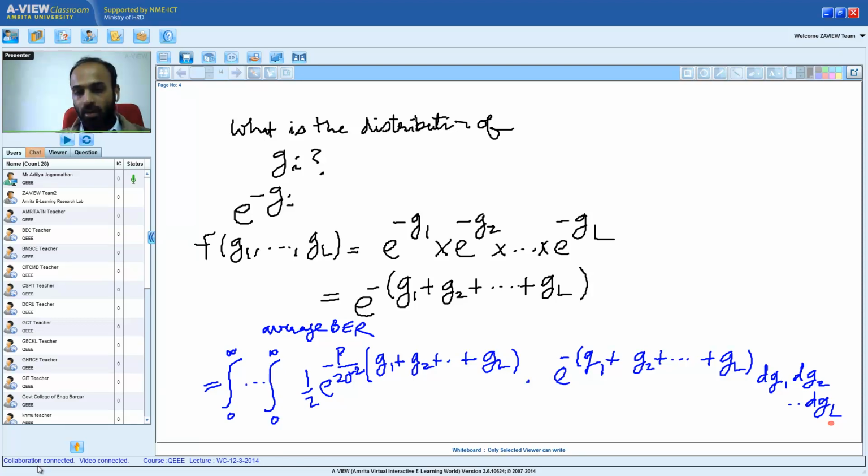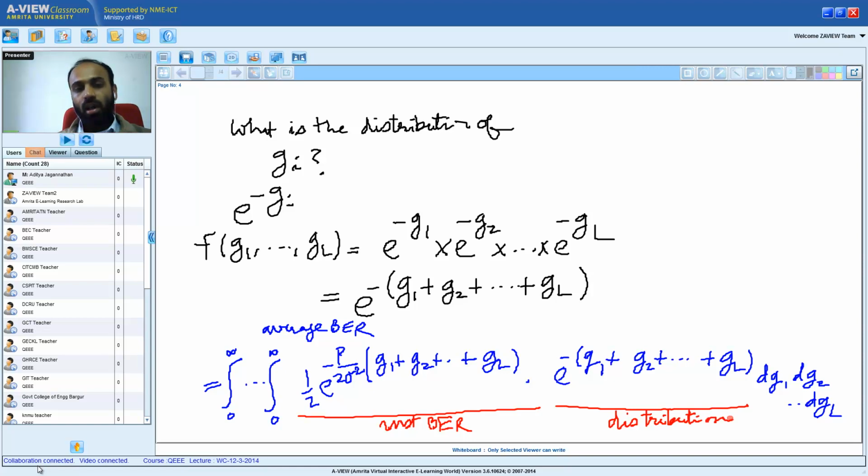Basically this is the instantaneous bit error rate. This is the distribution, and we are therefore averaging the instantaneous bit error rate over the distribution. That is what we are doing, right?